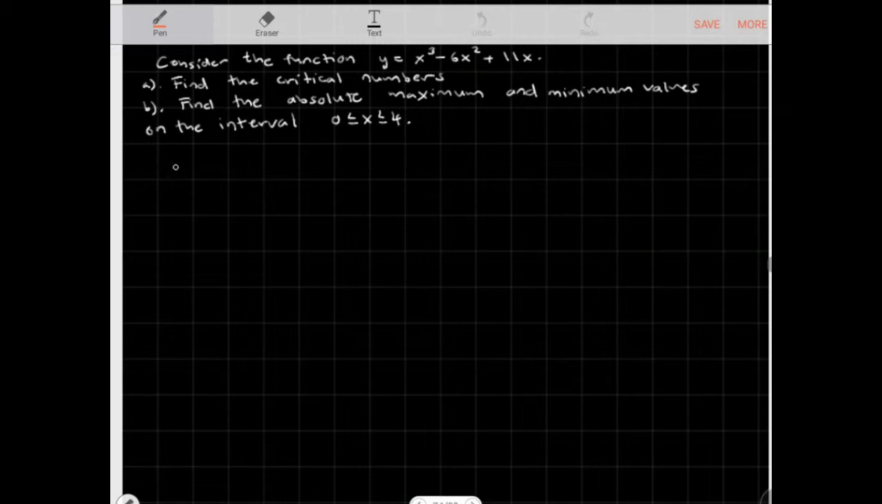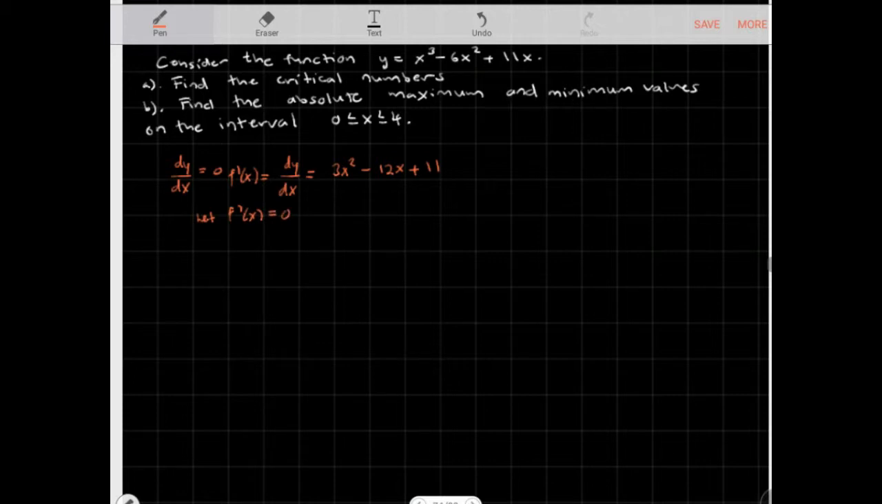So to find the critical numbers, we need to let our derivative function dy over dx equal 0, right? So let's find our derivative function: dy over dx is equal to 3x squared minus 12x plus 11. Okay, and I'm going to just call this f prime of x. It's just easy to do substitutions. And now I'm going to let f prime of x equal 0.